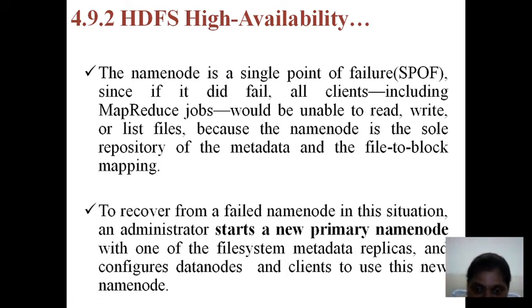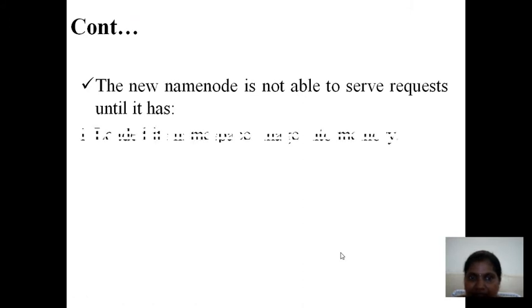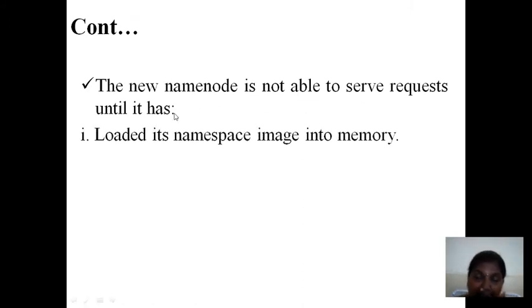In order to do this, we need to recover from a failed name node. In this situation, an administrator starts a new primary name node with one of the file system metadata replicas, but it will take time. The new name node is not able to serve requests until it has loaded the metadata. As I said a few seconds back, there is a gap between loading the total data and starting a new name node. That is a time-taking process. Until then, whatever transactions we do are not going to be stored anywhere.